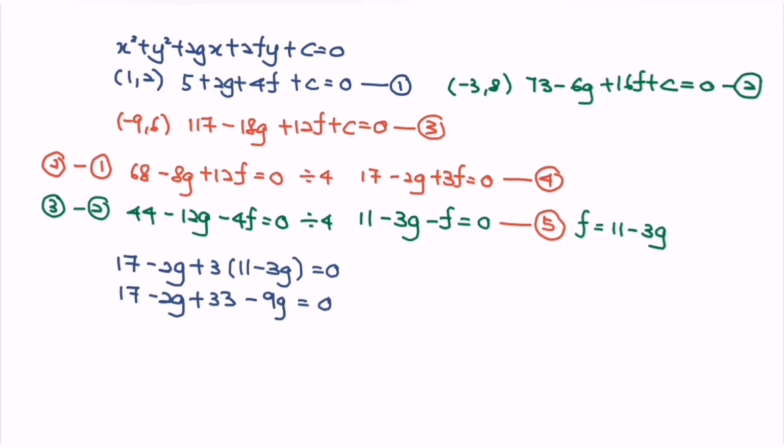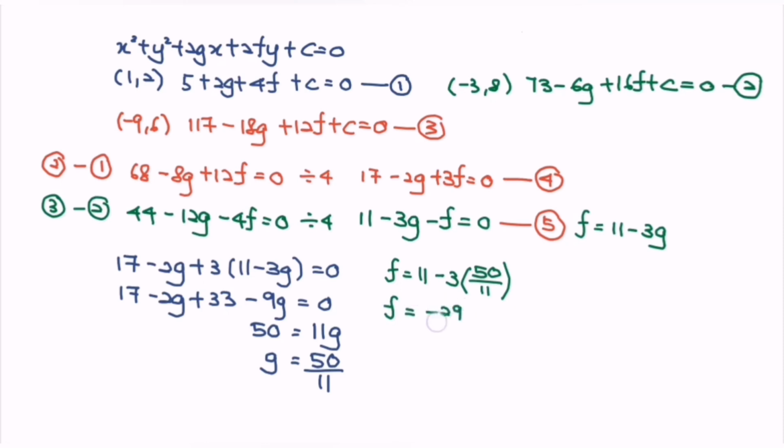So as we can see, 17 plus 33, and we will have 50. And then we have negative 9, negative 2. So if we add on, we will have negative 11g. So transfer to the right hand side and we will have 11g, where g will be equals to 50 over 11. So now my suggestion would be substitute g equals to 50 over 11 into f is equals to 11 minus 3g. So f is equals to 11 minus 3 multiplied with 50 over 11. So kindly refer to the calculator. So we will have f is equals to negative 29 over 11.